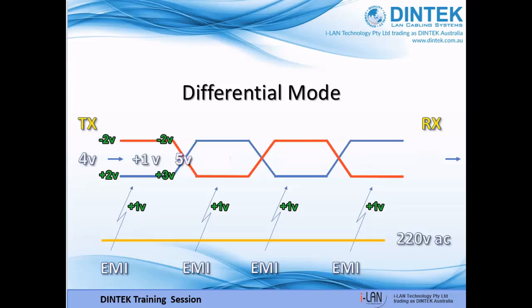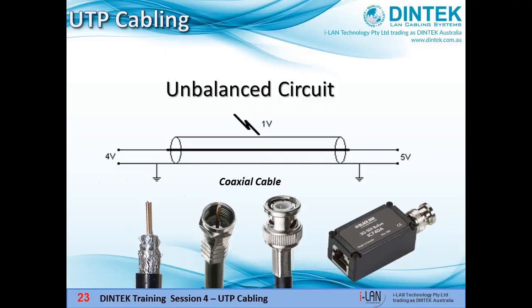But with our twist, now our red line is closest to the EMI source, and it picks up a volt, changing our -2 volts to -1 volt. Our blue line remains unchanged at 3 volts, so we've effectively lost 1 volt of potential and we're back to 4 volts. And so it continues down the line, with each twist gaining and losing a volt in potential each time, so we end up back to 4 volts at our receiving end. And that is differential mode in action.